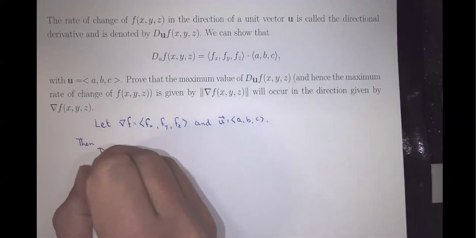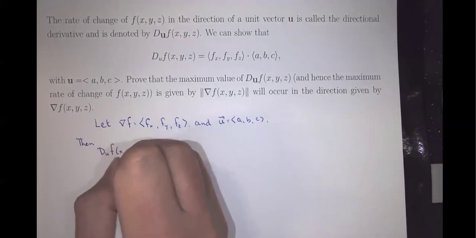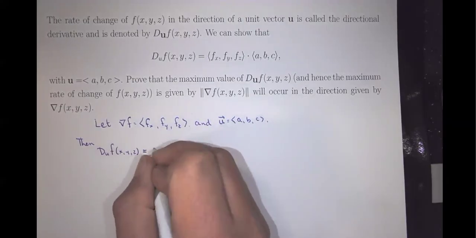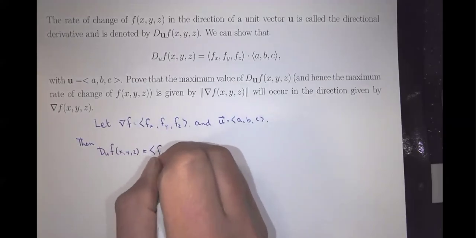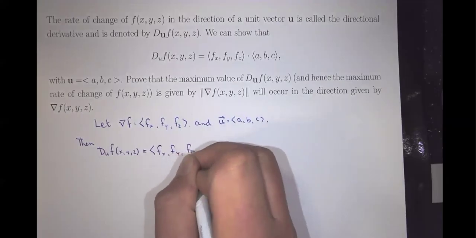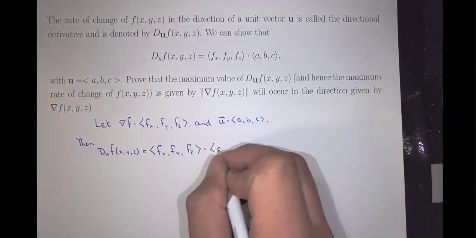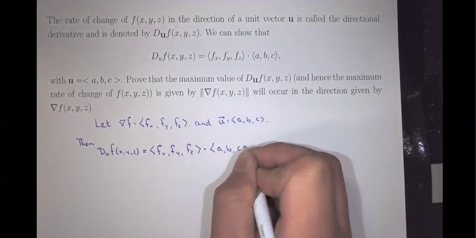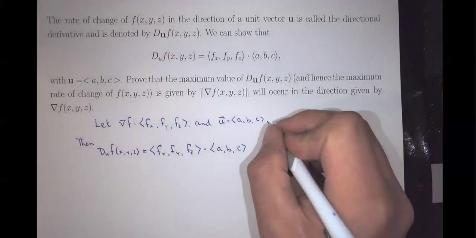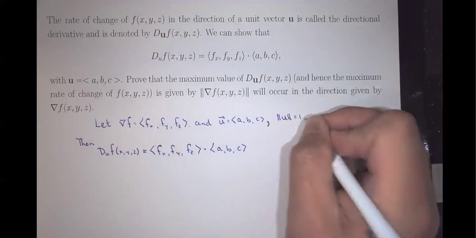Then D u of f is, we've defined it to be fx, fy, fz, the gradient of f, dotted with a unit vector a, b, c. We should note here that the length of u is 1.